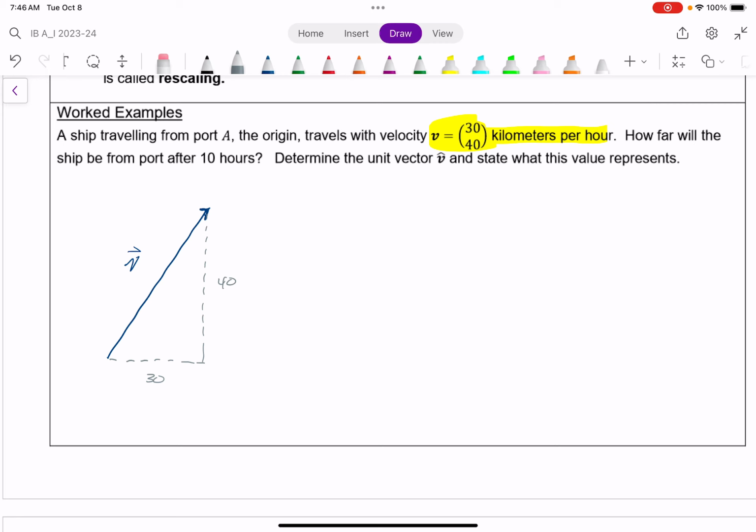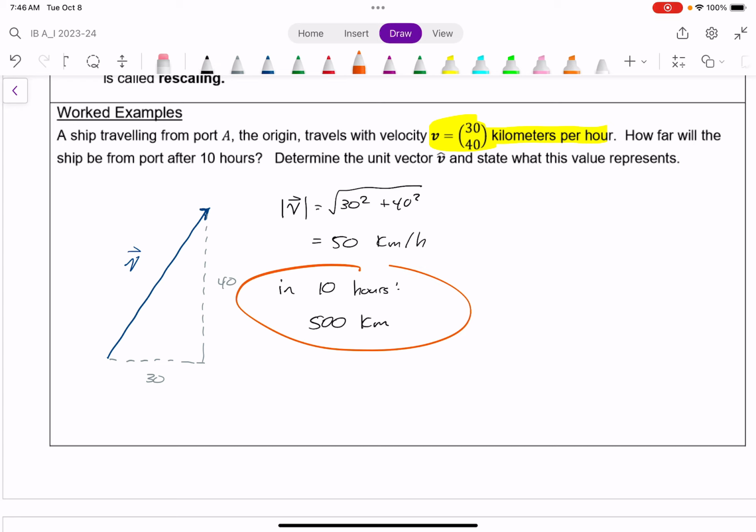And so how far will the ship be traveling after 10 hours? Well, to do that, first thing we want to do is find the magnitude of this vector, which is the length of the vector. And so the magnitude of the vector we can find using the Pythagorean theorem, 30 squared plus 40 squared, which conveniently is exactly 50, so 50 kilometers per hour. That is the velocity in a straight line. Every hour it travels 50 kilometers, so in 10 hours, that times 10, so 500 kilometers in 10 hours.